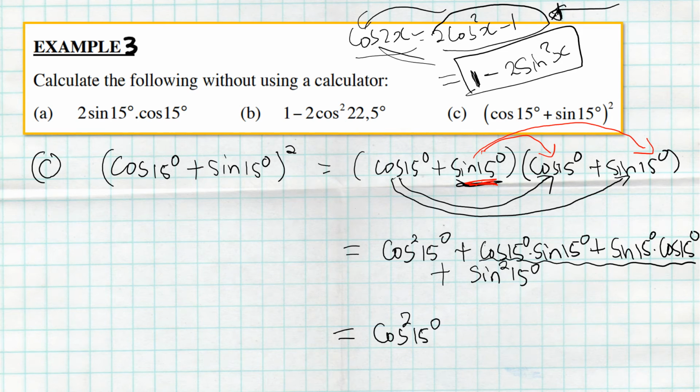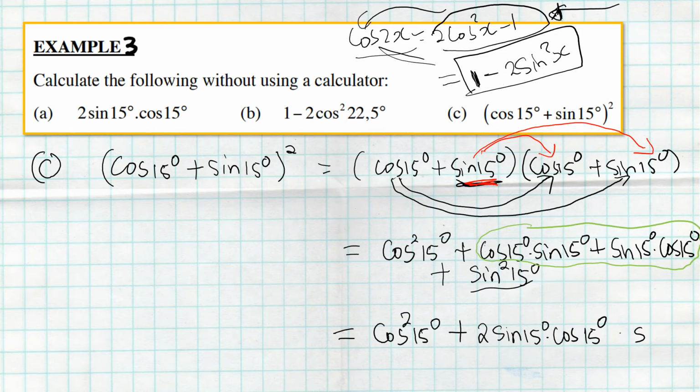Can you see that these two are like terms? Let me highlight it using a green color. It's cos 15 sine 15 plus sine 15 cos 15. They are like terms, so they can be changed into 2 sine 15 degrees times cos 15 degrees, and we have plus sine squared 15 degrees. Can you see? Then look at this now.